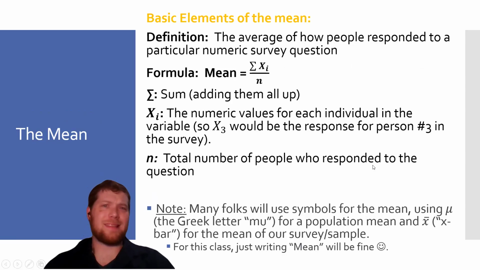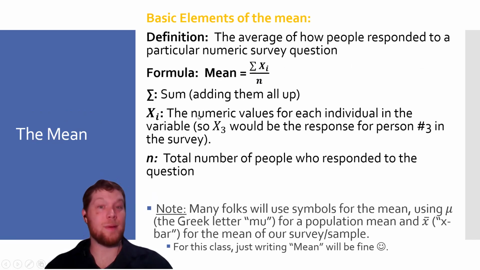Now, one of the basic elements of the mean is really just the average of how many people responded to a particular numeric survey question. Mean, we'll see this in formula form where it's like this little sigma. It's a Greek letter sigma. And the capital sigma is usually thought of as sum. So adding them all up.